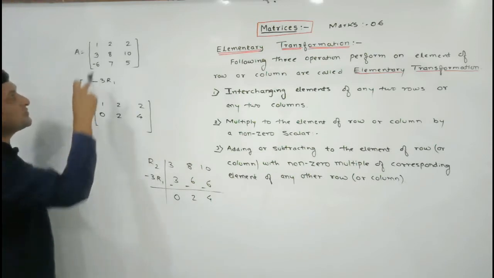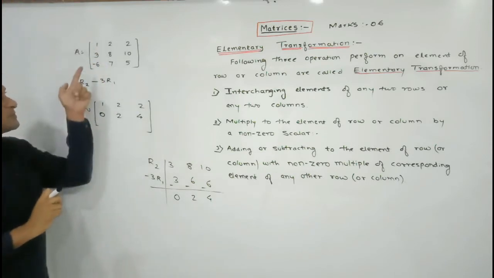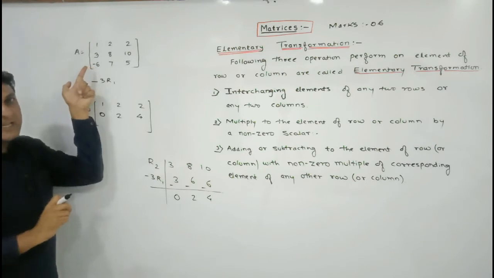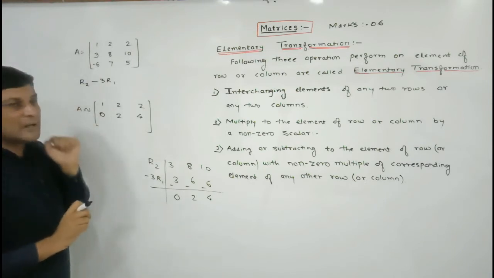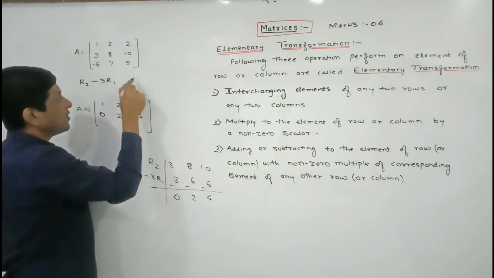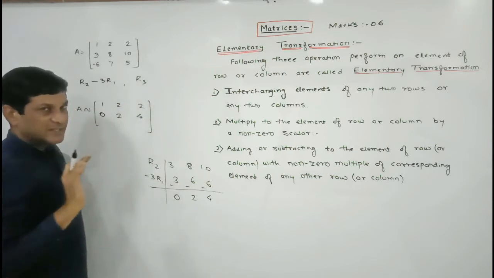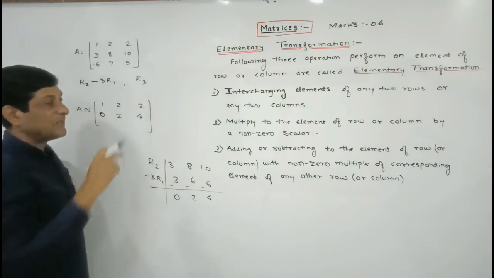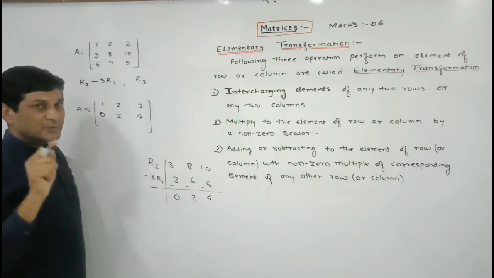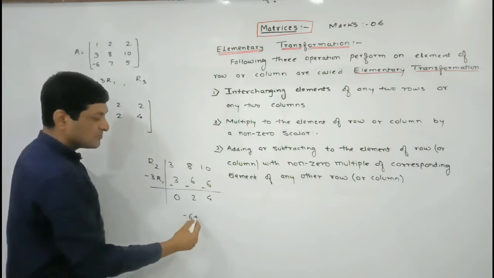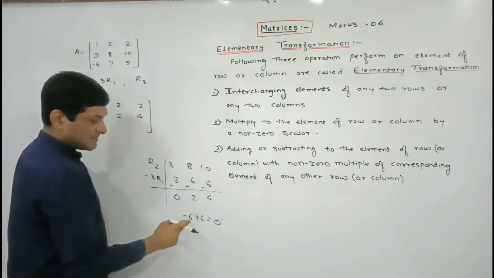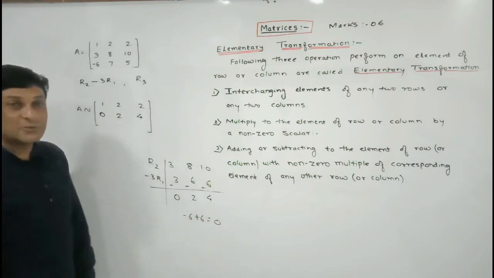So now in this way we have got 0 here. Now suppose that we will require 0 here. अगर यहाँ पे हमें 0 चाहिए तो हमें क्या करना पड़ेगा? Our operation should be on R3, isn't it? What is the element of R3 here? -6. We have to convert it into 0, so we have to add 6. -6 है तो उसमें 6 ऐड करना पड़ेगा तो 0 मिलेगा.